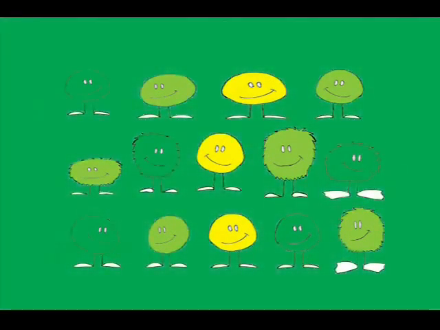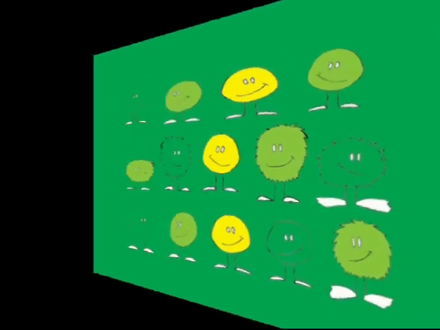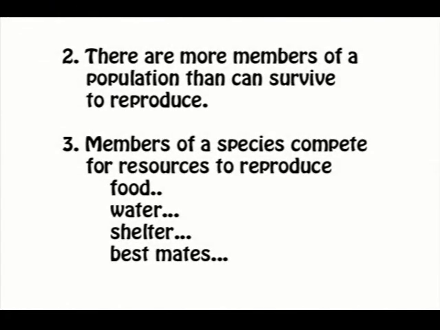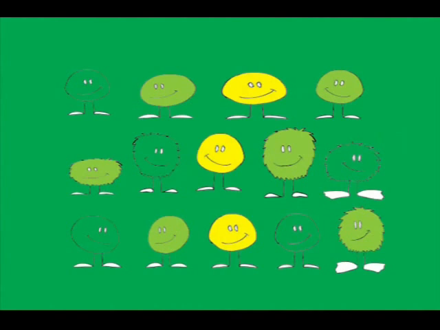I'm going to put my population of quibbles behind a green environment. With most species of animals and plants, there are more members of a population than can survive to reproduce. This leads to members of that population competing for resources in order to survive to be able to reproduce. Let's see this happen in action as we return to my quibbles in their green environment.